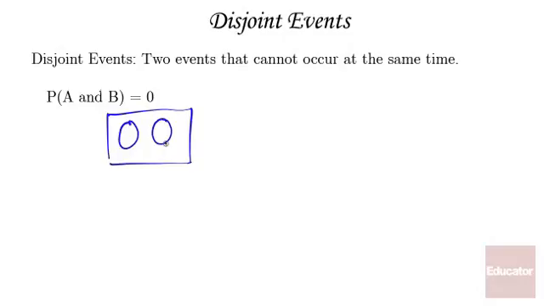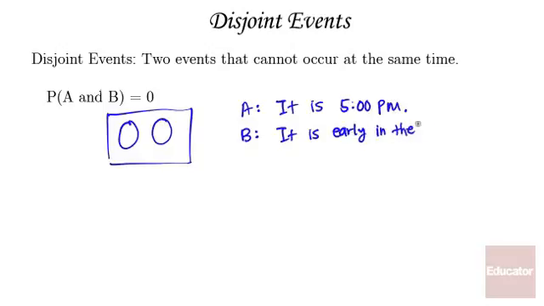Now, an example of this: if I were to say that right now it is 5 o'clock p.m. It is 5 p.m. So let's say this is event A. Then event B, if I say it is early in the morning.